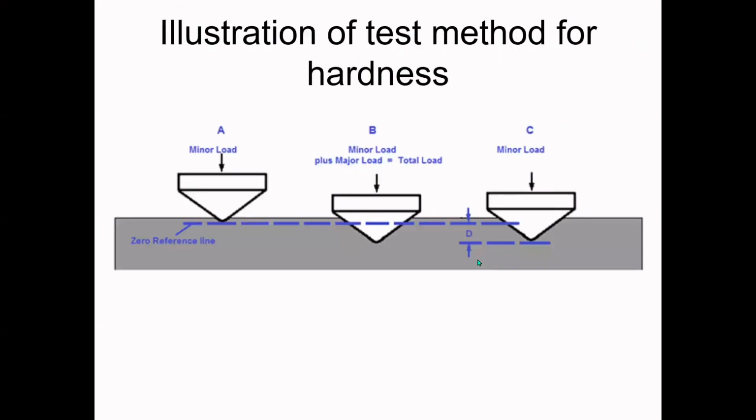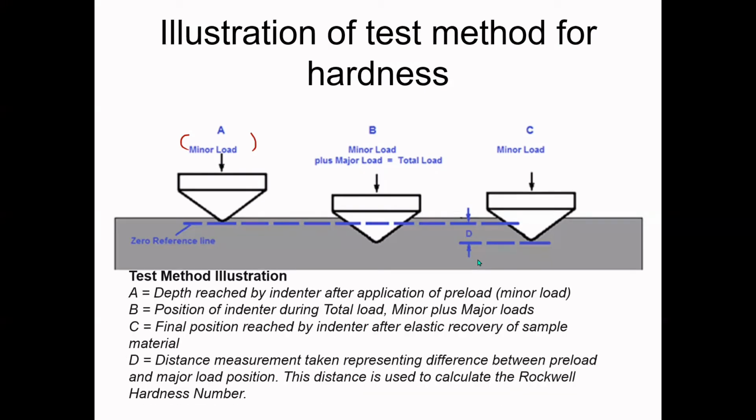And here we have an illustration of the test method for hardness. First, a preliminary test force, commonly referred to as a preload or minor load, is applied to a sample using a diamond or ball indenter. This preload breaks through the surface to reduce the effect of surface finish. After holding the preliminary test force for a specified dwell time, the baseline depth of the indentation is measured, like what we can see in the figure here.